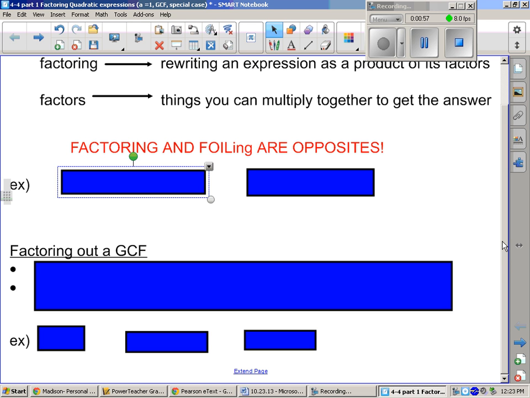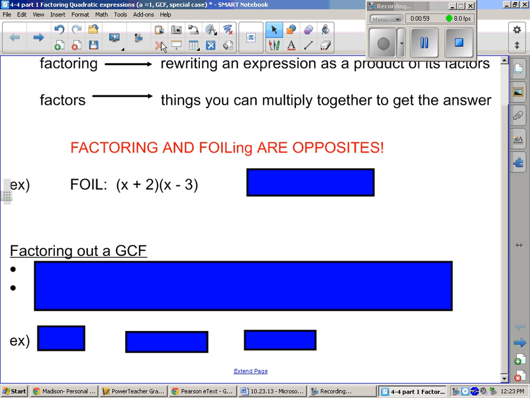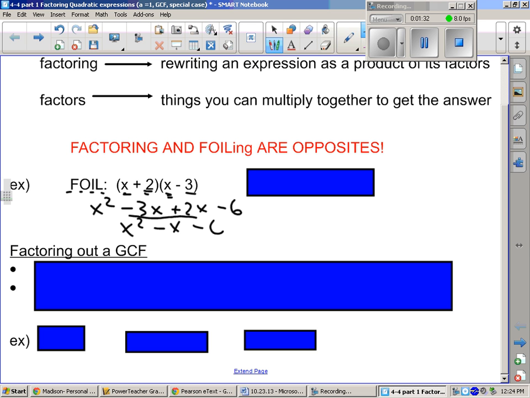Well, no, we're going to factor quadratics. So it makes it a little more complicated, but you guys have foiled before. We have to realize that factoring and foiling are opposites. When you foil something, you do first, outside, inside, last. Our firsts are x times x. Our outside, negative 3x. That's x and negative 3. Then our inside is plus 2. And our last is negative 6. Together, if I put these together, I get x squared minus x minus 6.